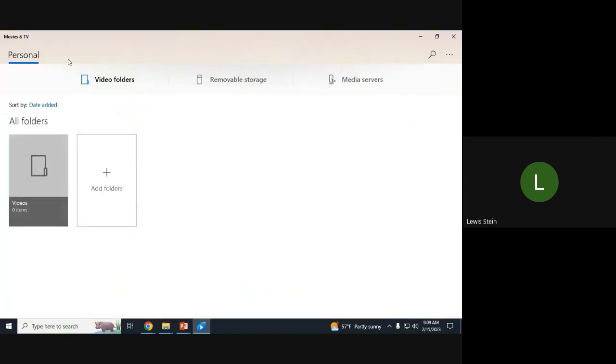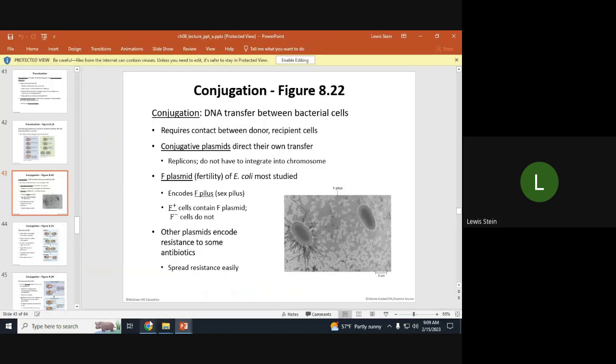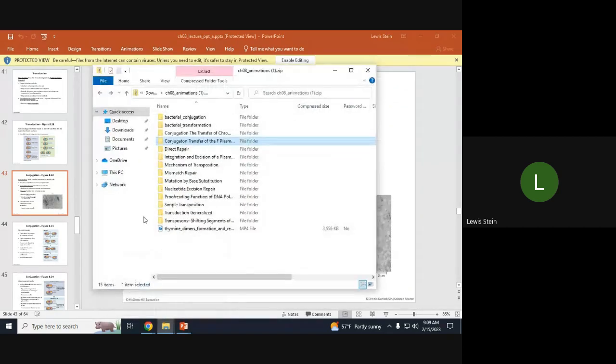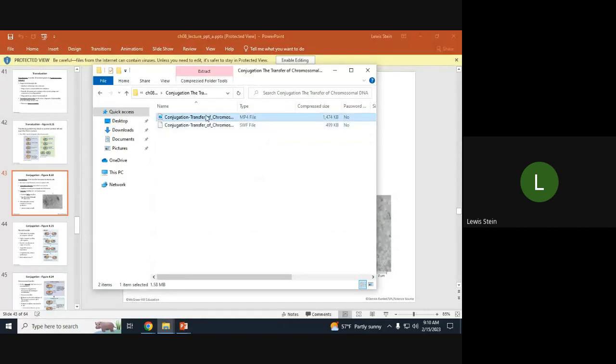So it's a little bit different. Want to do that? It's a computer.